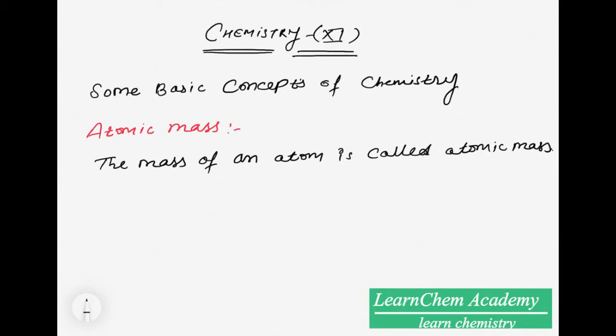Suppose an atom has one electron and one proton. Its mass is represented by the sum of the mass of the proton and the mass of the electron. If a neutron is present, then we can add the mass of the neutron also. But an atom is a very small particle, so its actual mass is very small.